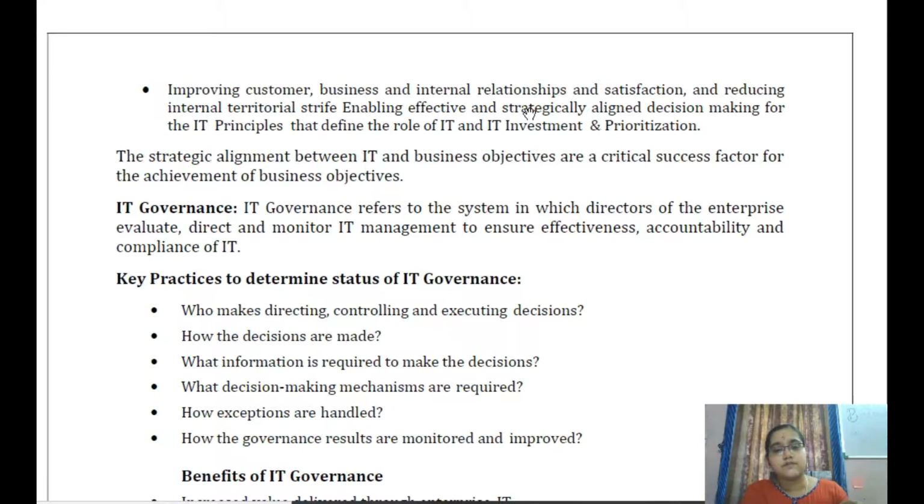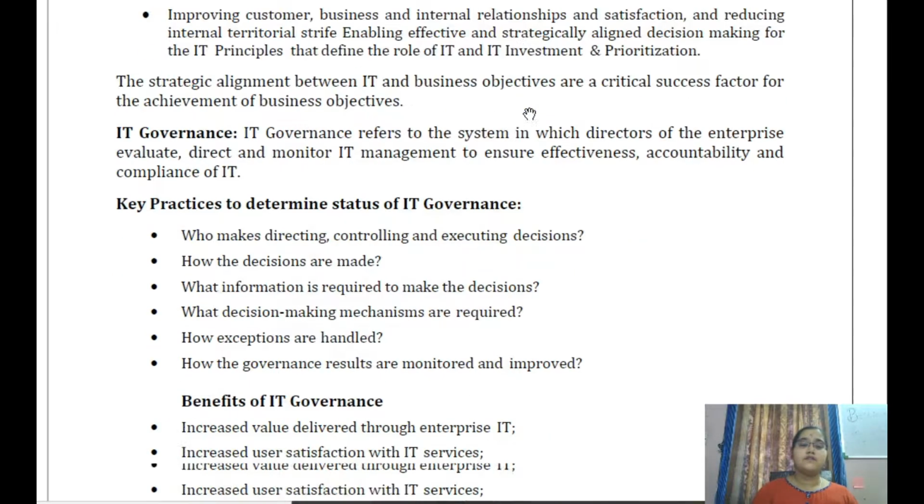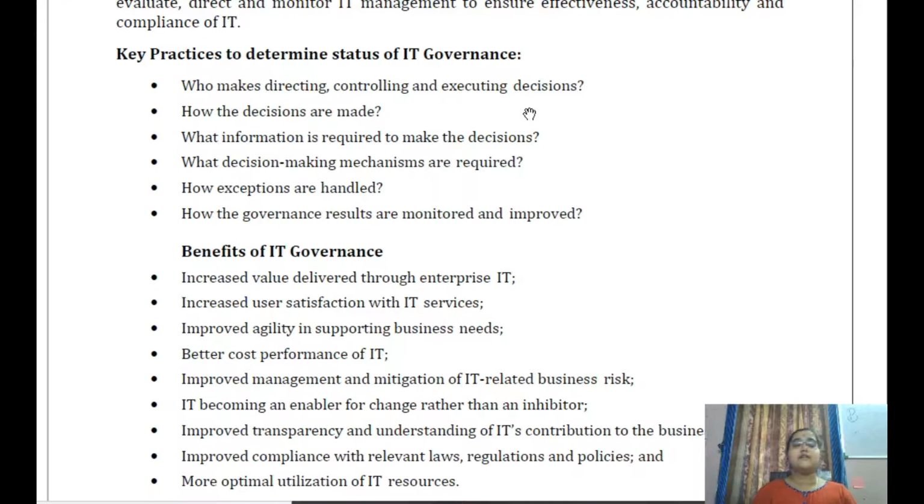Okay, so IT governance refers to that system in which the directors of the enterprise evaluate, direct, and monitor IT management to ensure effectiveness, accountability, and compliance of IT. Then comes the question: what are the key practices to determine the status of IT? If you want to understand at which level IT is playing in the organization, what are the different practices we need to see that will determine the status of IT governance?